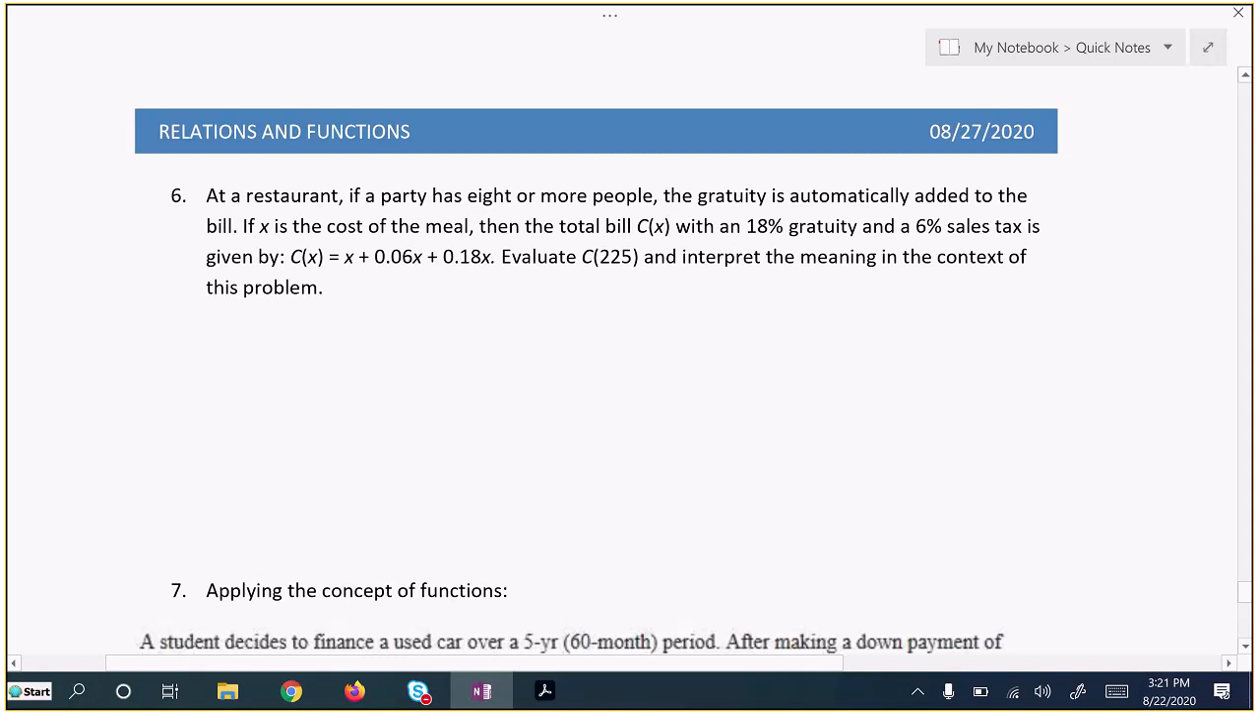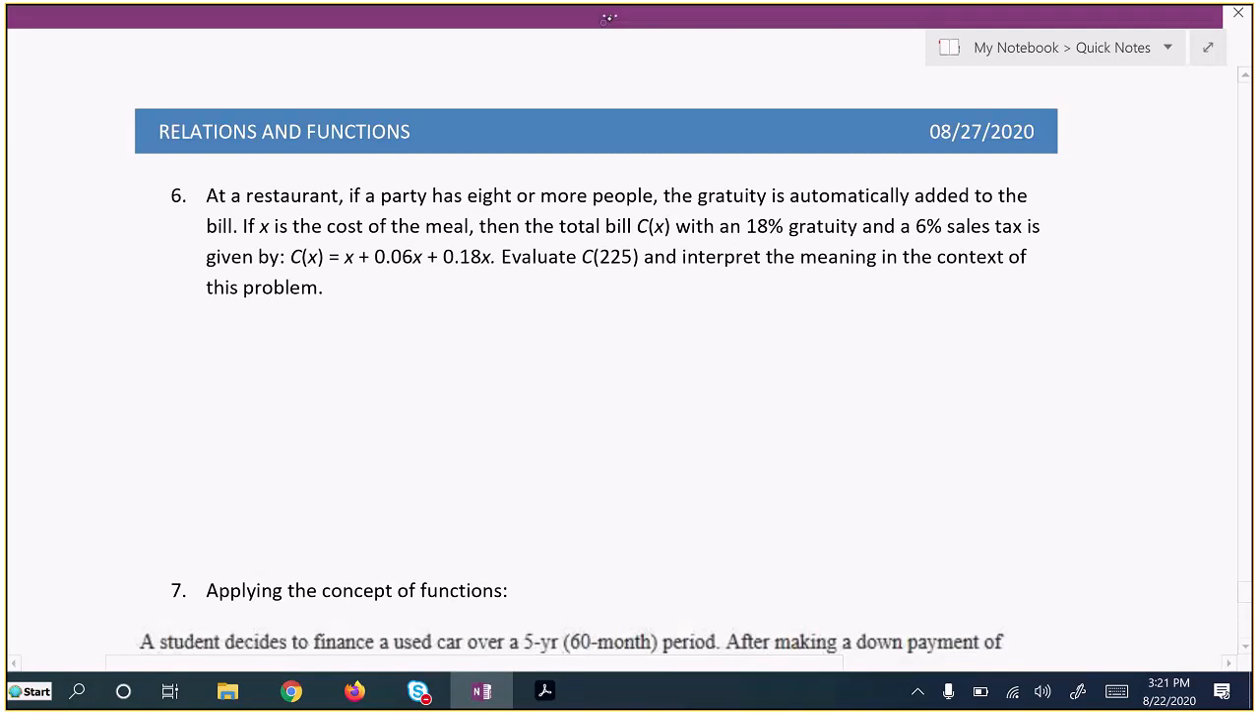Now another thing we want to get comfortable with are word problems. So here's one. At a restaurant, if a party has 8 or more people, the gratuity is automatically added to the bill. If x is the cost of the meal, then the total bill, C of x, with an 18% gratuity and a 6% sales tax is given by C of x equals x plus 0.06 times x plus 0.18 times x. Then evaluate C of 225 and interpret the meaning in the context of this problem.